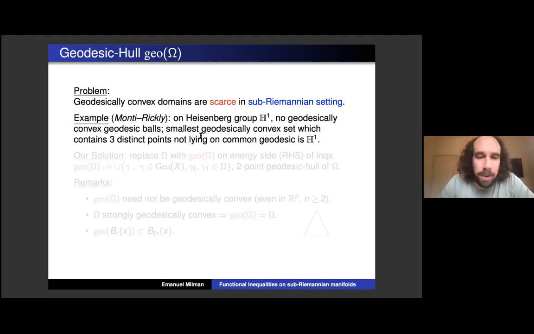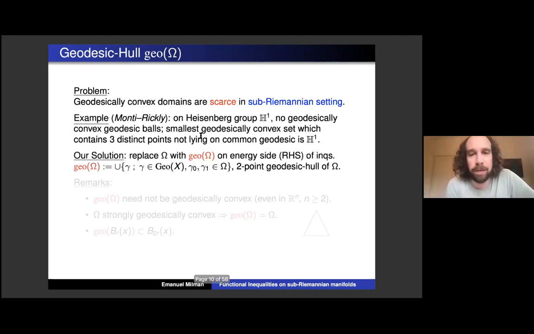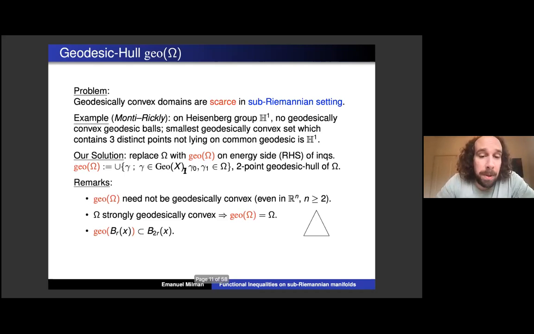So it just will not help us if we prove something on a geodesically convex subset of a sub-Riemannian manifold. So we need some other solution. And our solution is going to be to replace our set omega on the right-hand side, on the energy side of our inequalities, with a slightly larger set, which we denote by geo of omega. What is geo of omega? This is the two-point geodesic hull of omega. This is just the union over all geodesics emanating and terminating in omega. Okay, so let's see an example, which already tells us that the two-point geodesic hull need not be geodesically convex itself, which is good news.